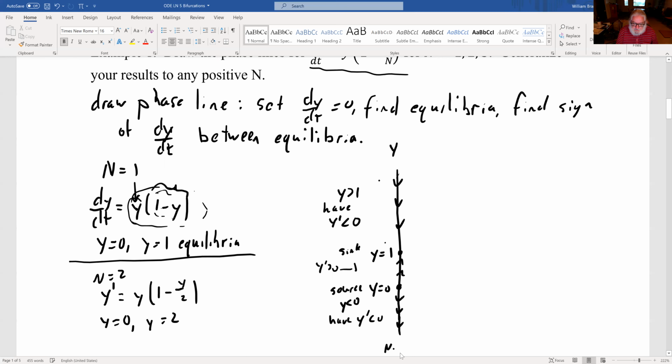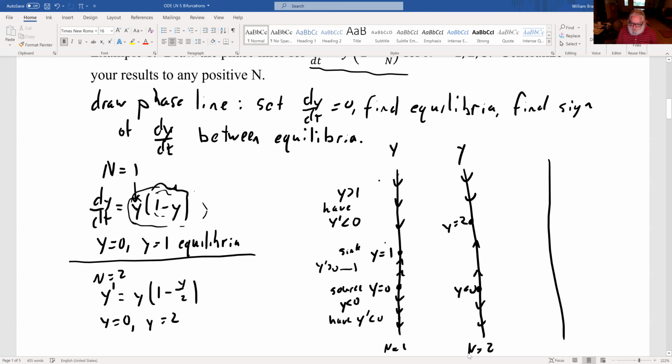So this is N equals 1. N equals 2: now we have an equilibrium at 0 and an equilibrium at 2. The same argument that we used for the case N equals 1 shows us that this will be negative, this will be negative, and in between you'll be positive. So y equals 0 is a source in both cases. y equals 1 and y equals 2 are both sinks.